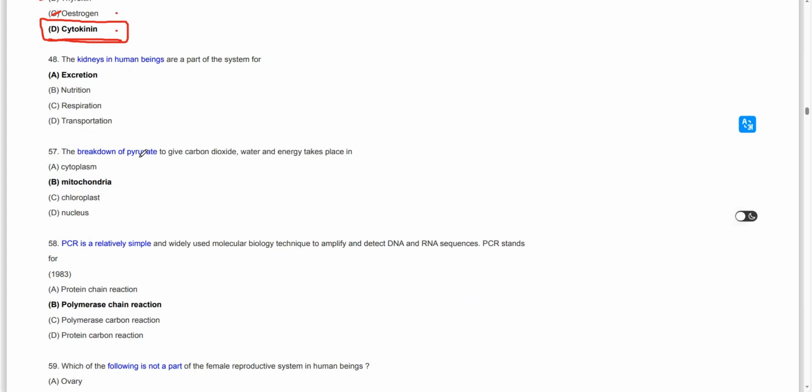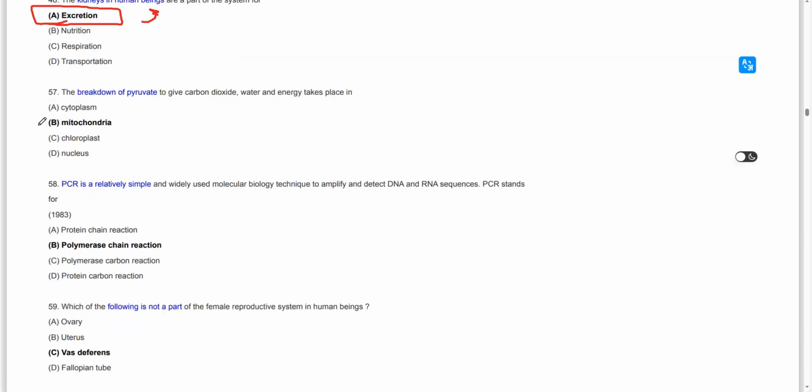Moving on to the next question. The kidney in human beings is part of the system of excretion. The human kidney does what? Excretory function, right? So in human beings, the kidney does the function of excretion.